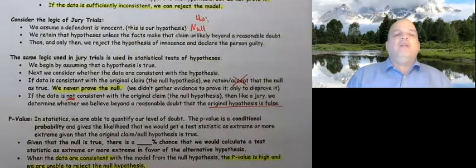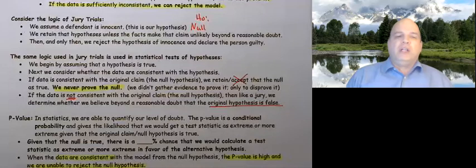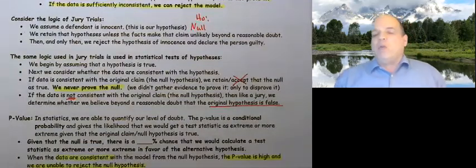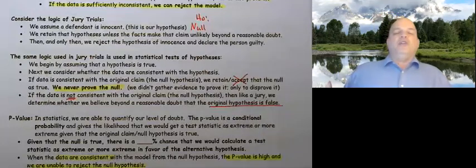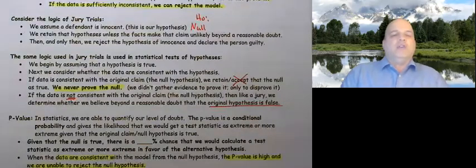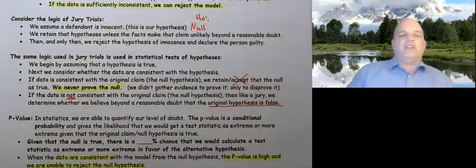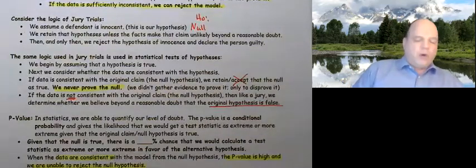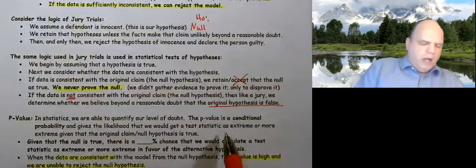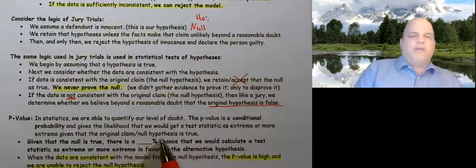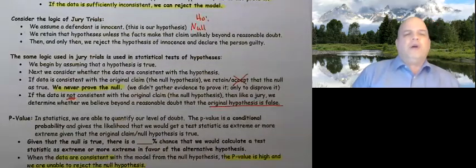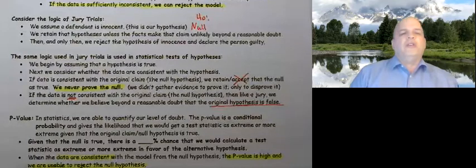Well, when we do that, we do it by probability. And that's basically our p-value. Now, you've already been calculating a p-value. We just didn't tell you that's what it was. And in statistics, the p-value is a conditional probability and gives the likelihood we'd get a test statistic as extreme or more extreme than the original claim. Now, I'm going to explain that a little further in this video. I'll go through that a little more and make a little more sense.